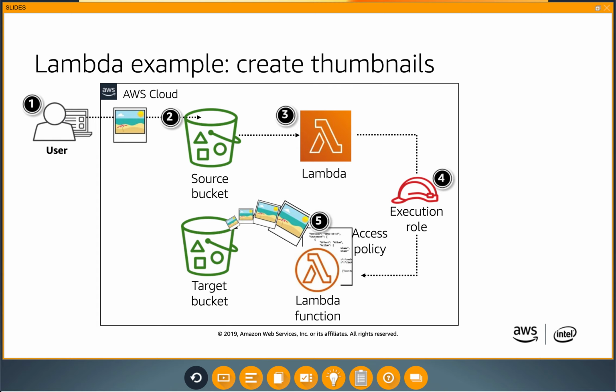Here is an example of how we can use AWS Lambda to process and generate thumbnails for images we upload into S3. We can configure S3 events to trigger AWS Lambda functions, which can be code we develop to generate a thumbnail. The execution role here gives permissions for our AWS Lambda functions to talk to Amazon S3.